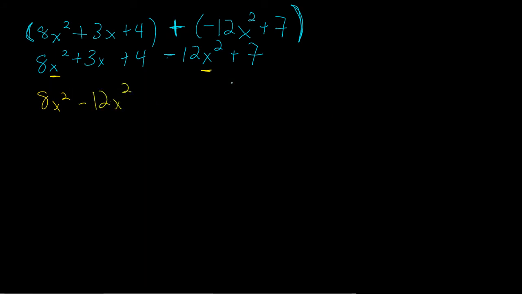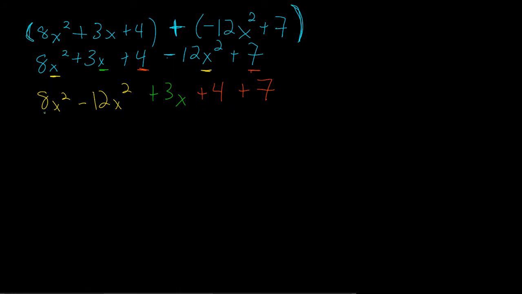Let me use green for the x's. So I only have one x, that's plus 3x. And I'll use red for the constant. So I have positive 4 and positive 7. And so I've written my like terms together. I've put all the squared terms next to the squared terms, all of the first degree terms next to the first degree terms, there's only one, and all of the constants together.